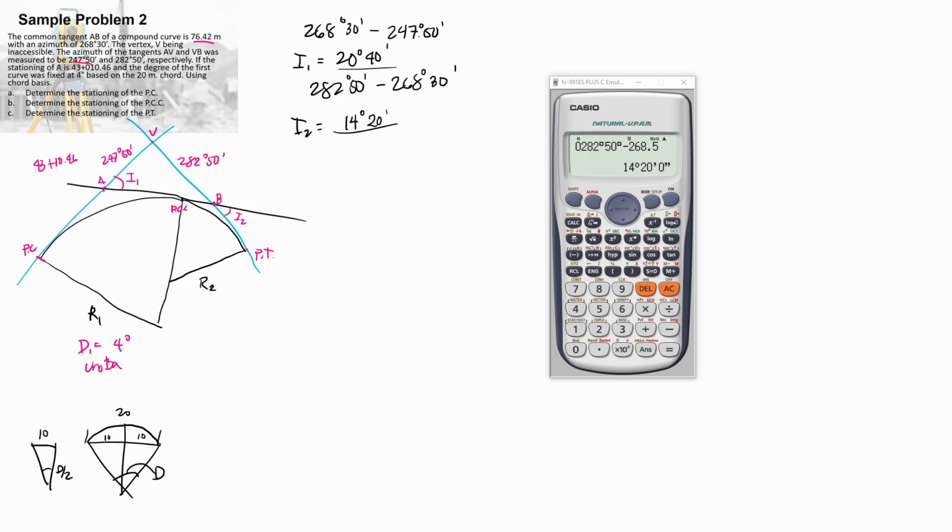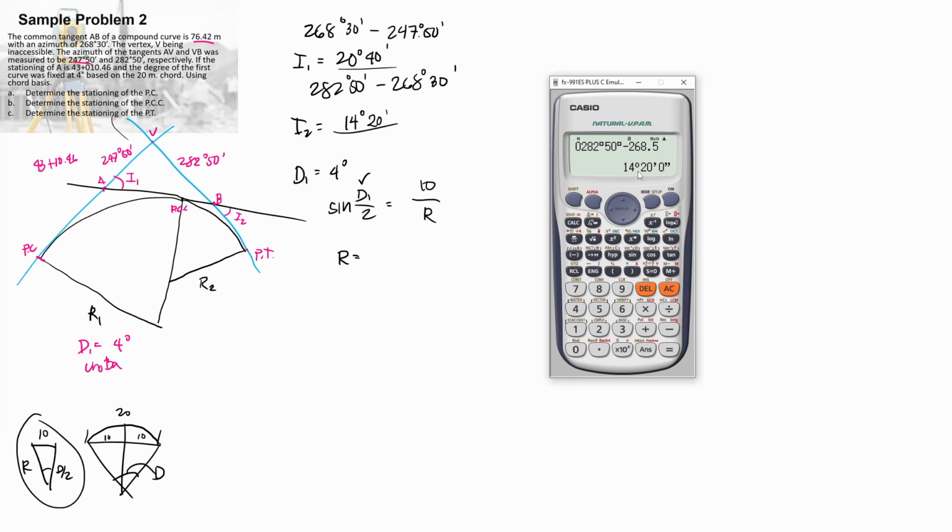Kung may radius tayo, radius yung kailangan natin. So, ito yung gagamitin natin para makuha si radius. So, again, given tayo nung D, degree of curve, 4 degrees. So, D1 is equals to 4 degrees. So, makukuha natin si radius galing dito. Opposite at hypotenuse, so sine. So we have sine of degree of curve over 2 is equals to 10 over yung radius. So alam natin to, makukuha natin si R.